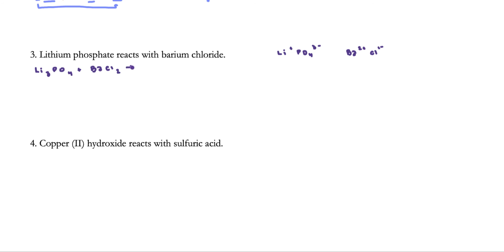Now, I need to combine innies with outies. So lithium is an outie. It's going to combine with chlorine. Remember, lithium goes first because it's positively charged. Barium goes with phosphate.